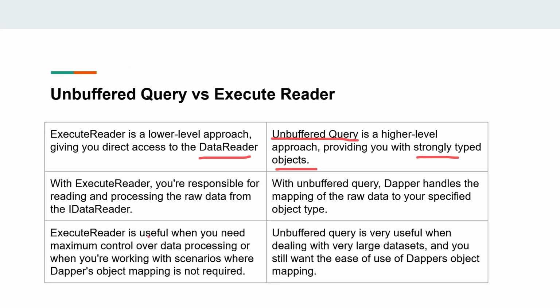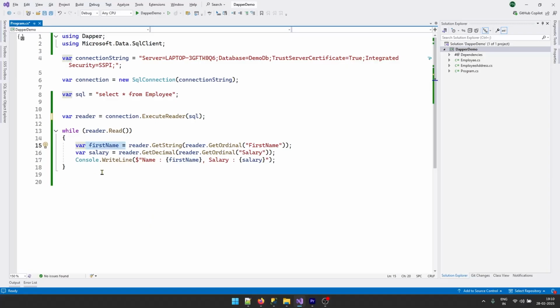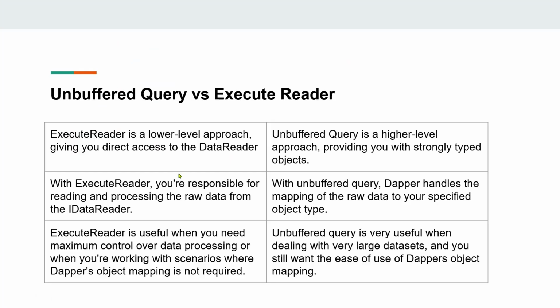The second point is, in ExecuteReader, you are responsible for reading and processing the raw data from the IDataReader. You can see here, we have just received the reader from Dapper, and now it is our responsibility to read the reader and get the data from it. So this provides us very granular level control. We can decide how we want to process and what we want to process. But in case of unbuffered query, Dapper handles the mapping of the raw data and your specified object type. When you are using unbuffered query, you are not responsible to read the data and process that. That will be automatically handled by Dapper.